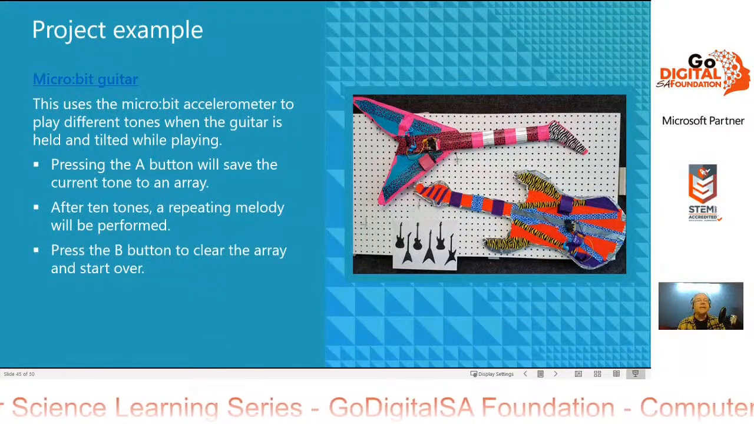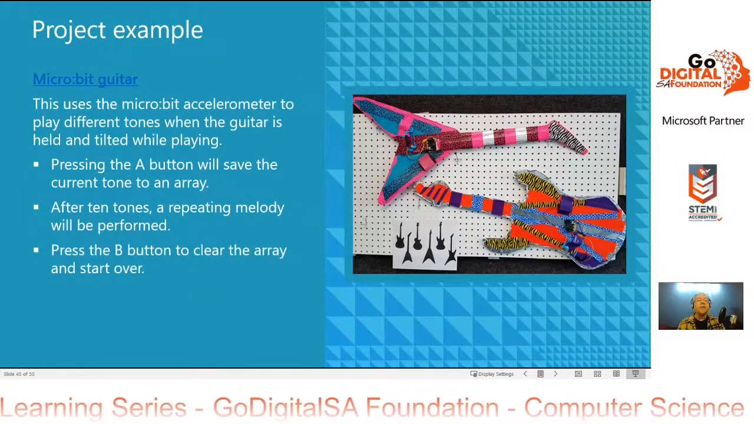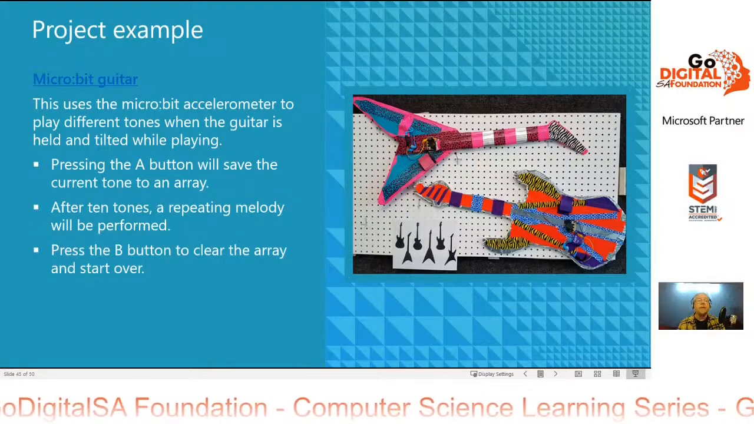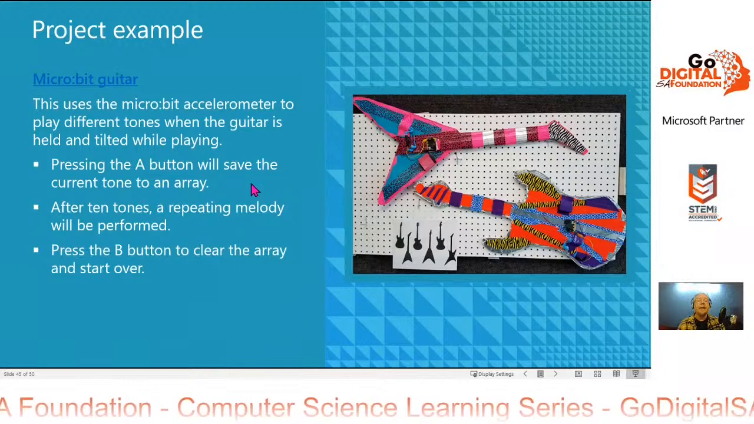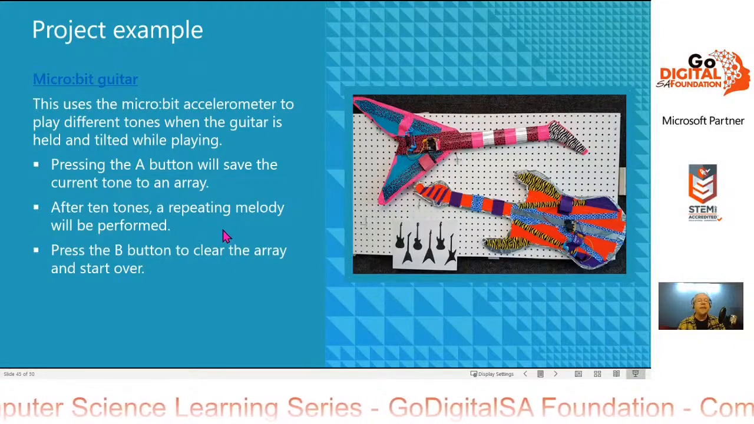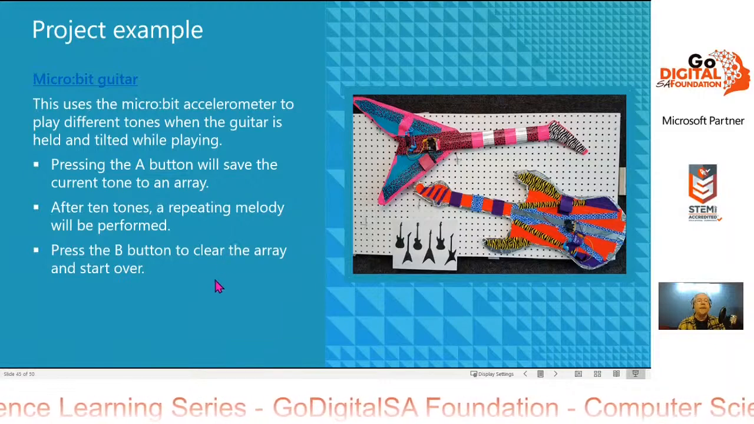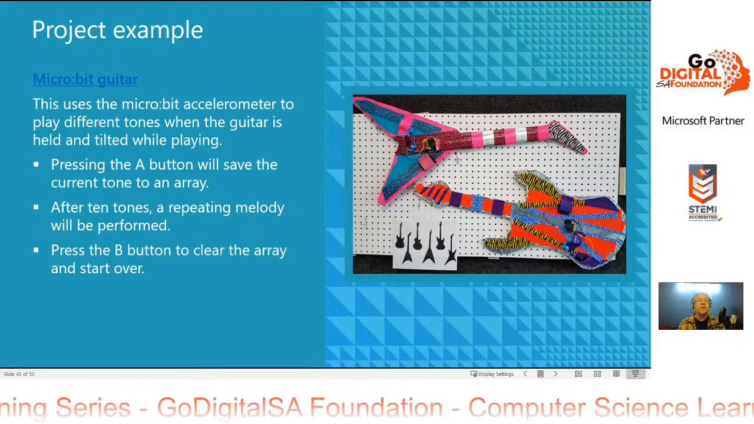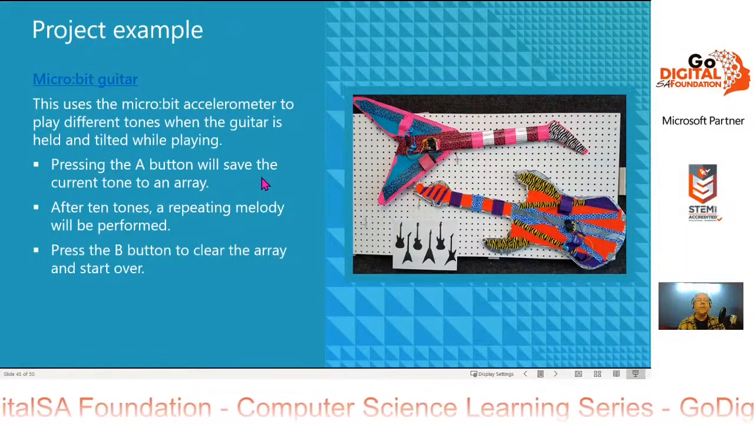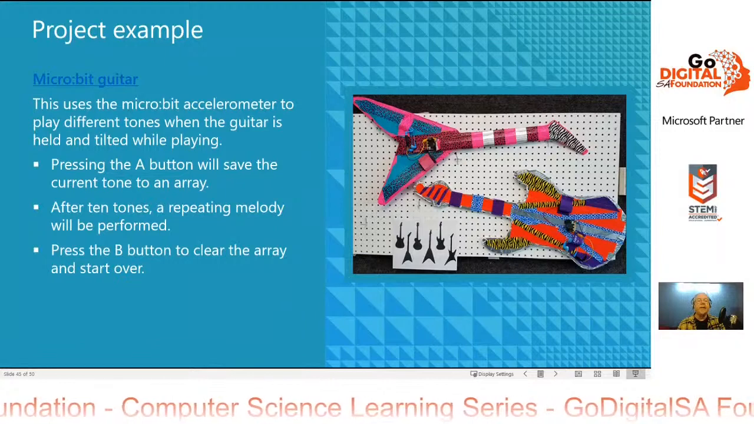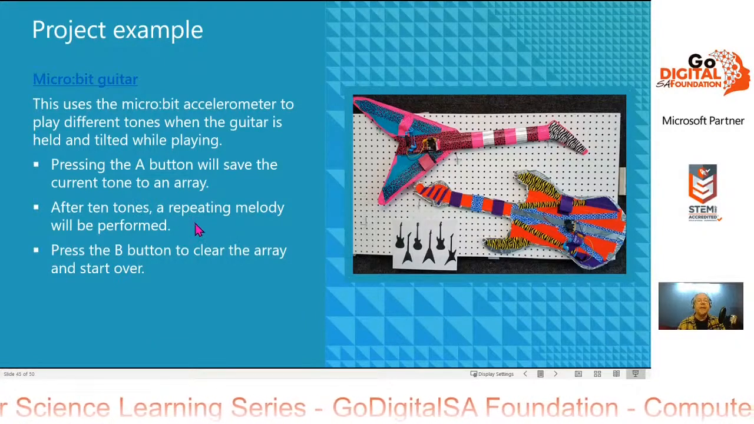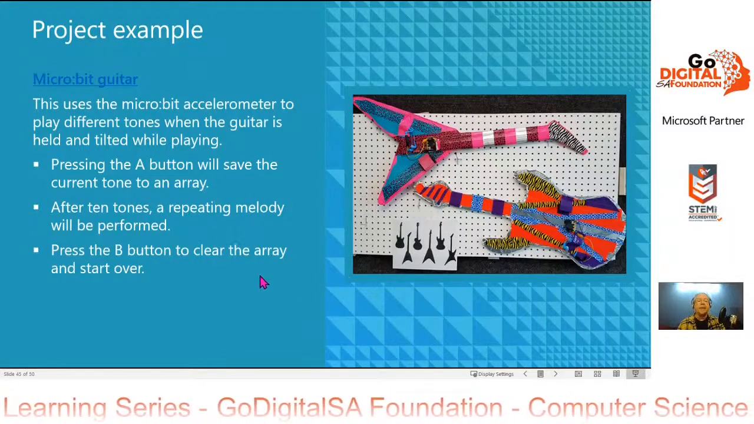Okay, so these are examples. We've got a microbit guitar. It uses a microbit accelerometer to play different tones when the guitar is held and tilted while playing. Pressing the A button will save the current tone to an array. After 10 tones, a repeating melody will be performed. Then you press the B button to clear the array and start over. So this lets you record what you're doing into an array, and then it will save 10 different tones, and then it will repeat those tones by reading them out of the array.